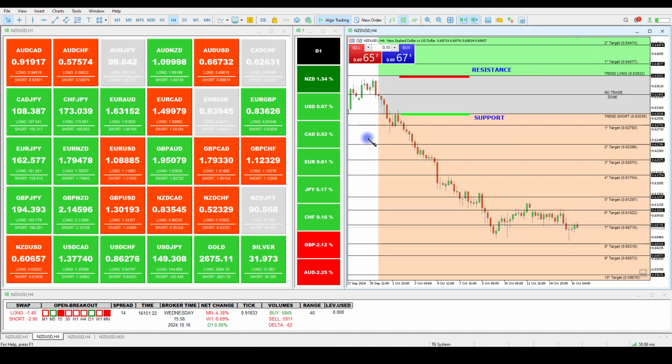Let's now continue with the short setup. When the market breaks the support, retests it from below, and confirms it as resistance, we open a short position.